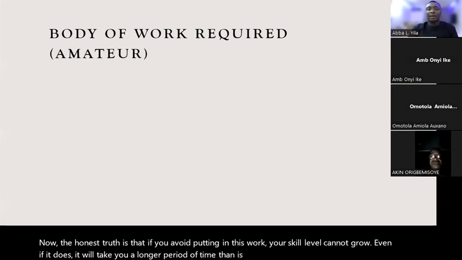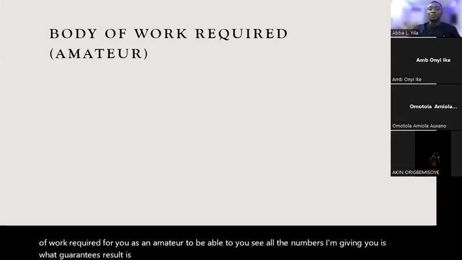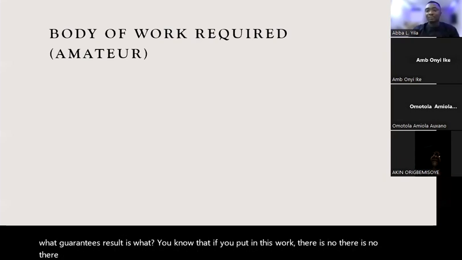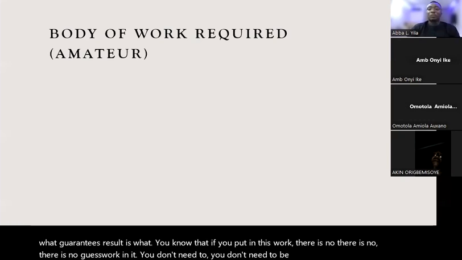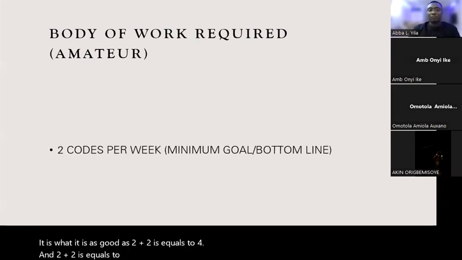All right? Now, what is the body of work required for you as an amateur? You see, all the numbers I'm giving you is what guarantees results. You know that if you put in this work, there is no guesswork in it. You don't need to be hoping. It is what it is. It's as good as 2 + 2 is equals to 4. And you know 2 + 2 is equals to 4 anywhere across the world.